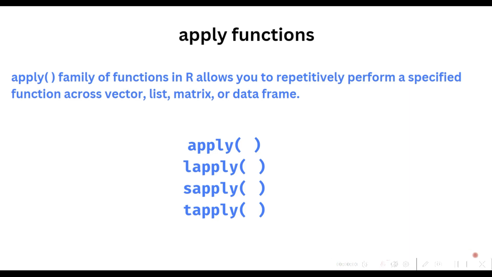In this video and in the next couple of videos, we will discuss the apply family of functions. This special family of functions in R allows you to repetitively perform a specified function across a vector, list, matrix, or data frame. We will learn these functions one by one. These functions are reminiscent of for loops, but unlike for loops, which require writing long code, the apply family of functions can be written in one single liner.